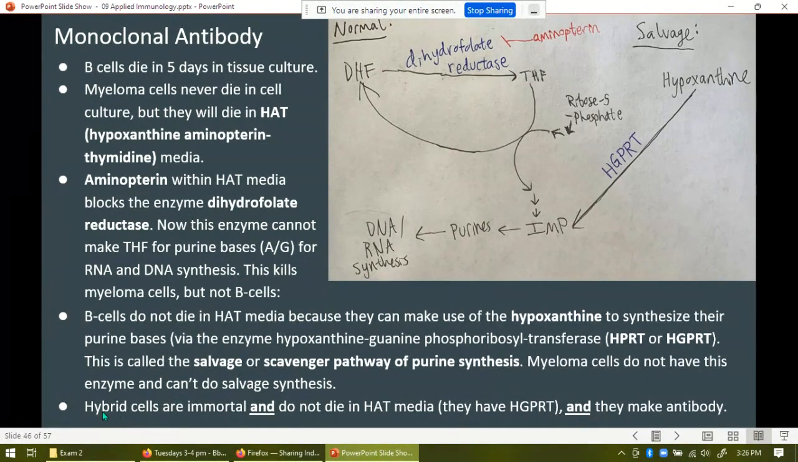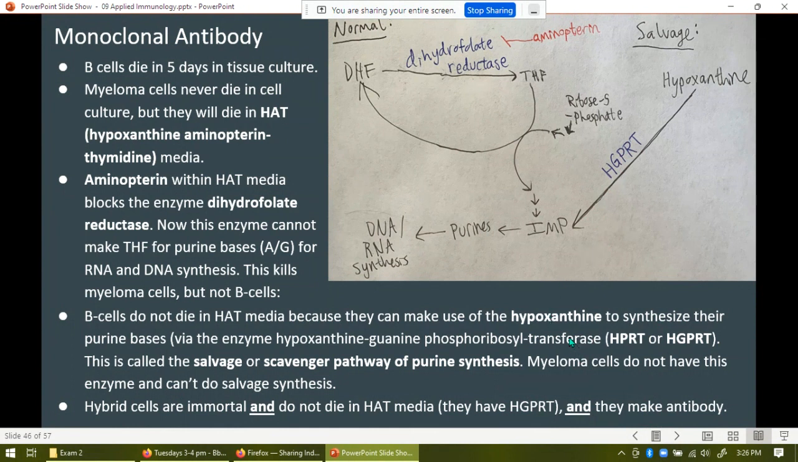However, hybridoma cells, your hybrids of the myeloma and the plasma cells, they are immortal, so they last forever, and they don't die in the HAT media because they have the HGPRT enzyme from their plasma cell fusion partner. They also make the monoclonal antibody that you're interested in. So all you have to do is immunize a mouse, harvest the plasma cells, fuse the plasma cells with myeloma cells, and then throw those fusion cell products into HAT media for 7 days, and then you come back in 7 days and you look for a cell under the microscope.